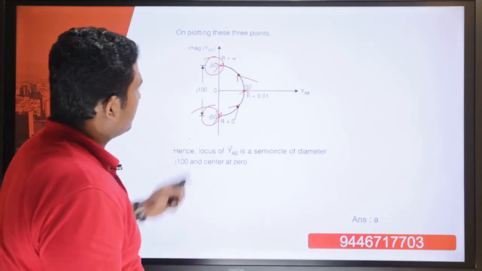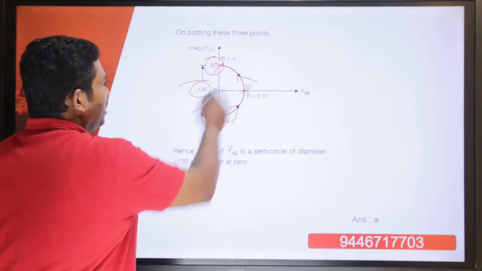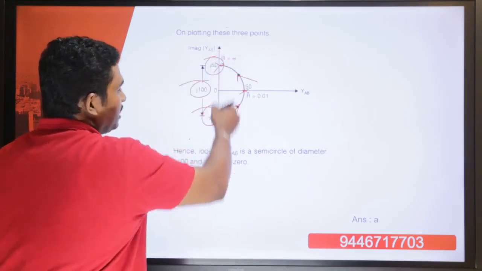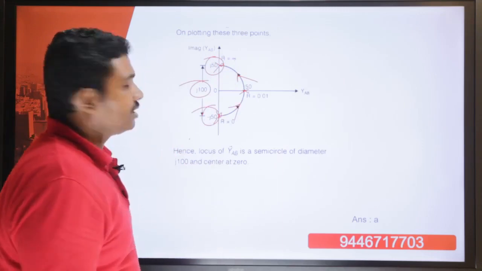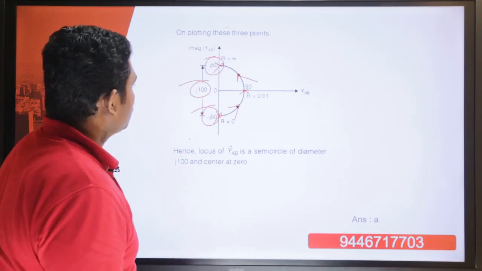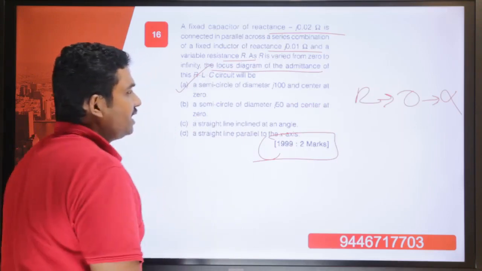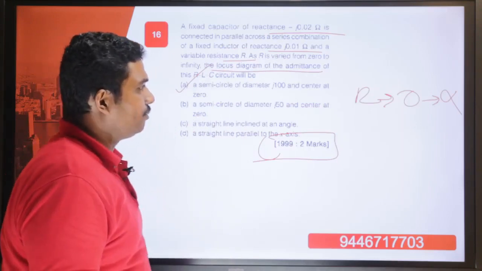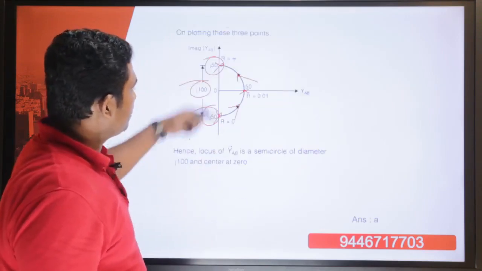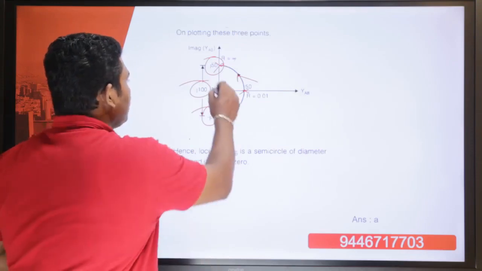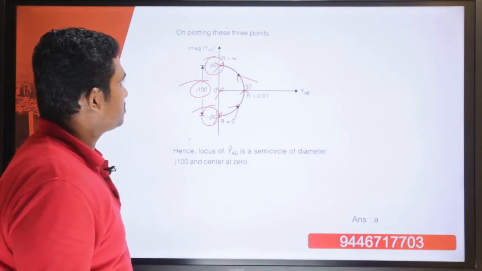Here you can clearly see that this admittance locus is a semicircle, and its diameter is j100, because on the positive side it is 50, and on the negative side also it is 50. So it is j100, which is the total diameter of the semicircle. So what is our answer? Our answer is a semicircle of diameter j100 ohm and center at 0. So it is a semicircle with a diameter j100 and its center is at origin. So our option is option A for this question.